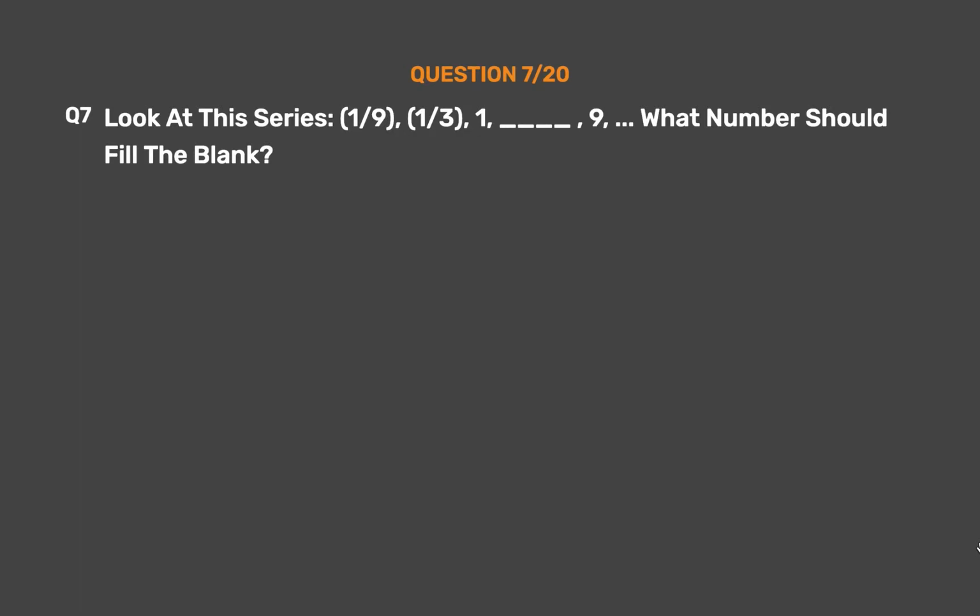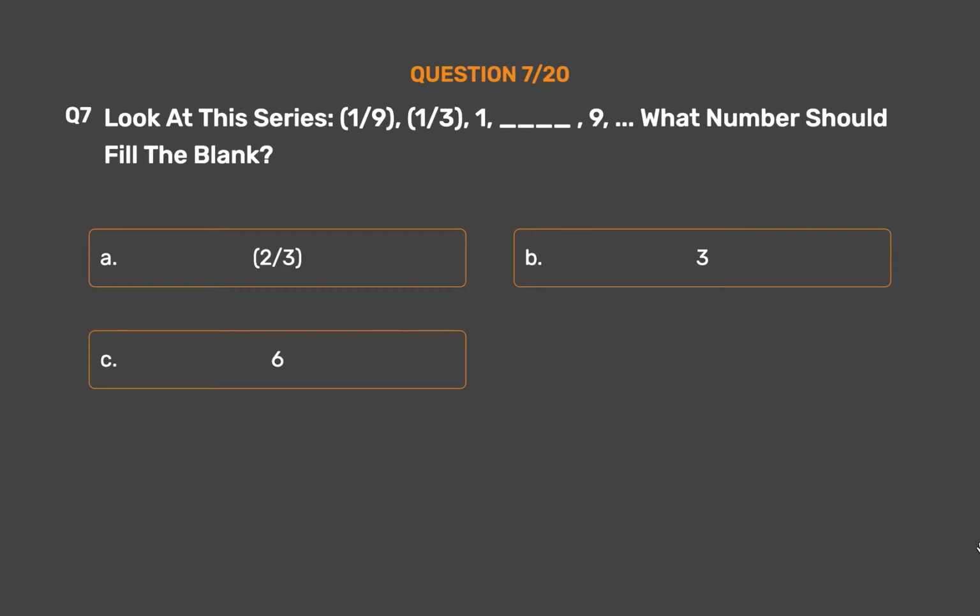Question number 7. Look at this series, 1/9, 1/3, 1, underscore, 9. What number should fill the blank? Option A, 2/3. Option B, 3. Option C, 6. Option D, 27.